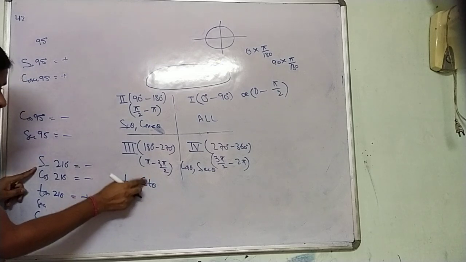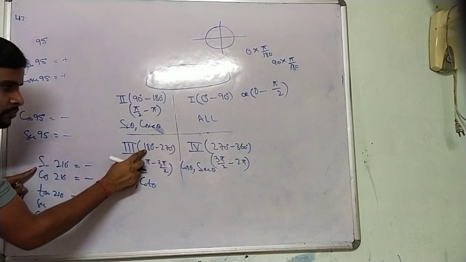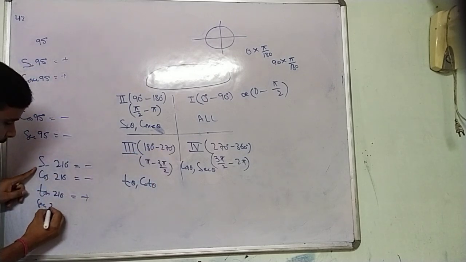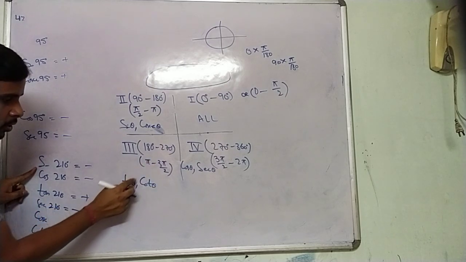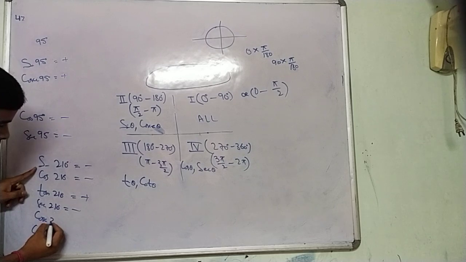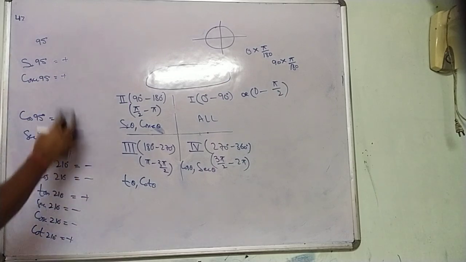Why? Because in the third quadrant, as this angle is lying between 180 to 270, which is the third quadrant, tan is positive. Sec is negative. Clear? Because this is the quadrant of tan and cot. Rest all functions are negative. Cosec 210 negative. Cot 210 not negative, positive. Okay? So I hope you understood this part.